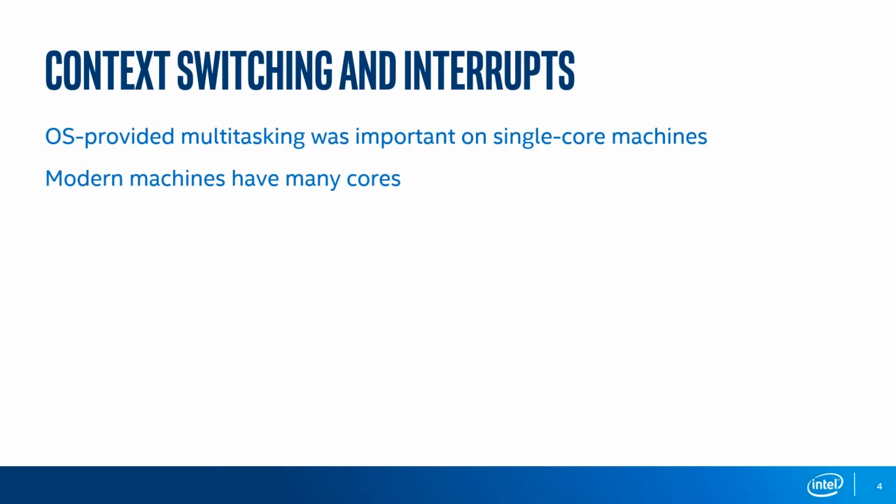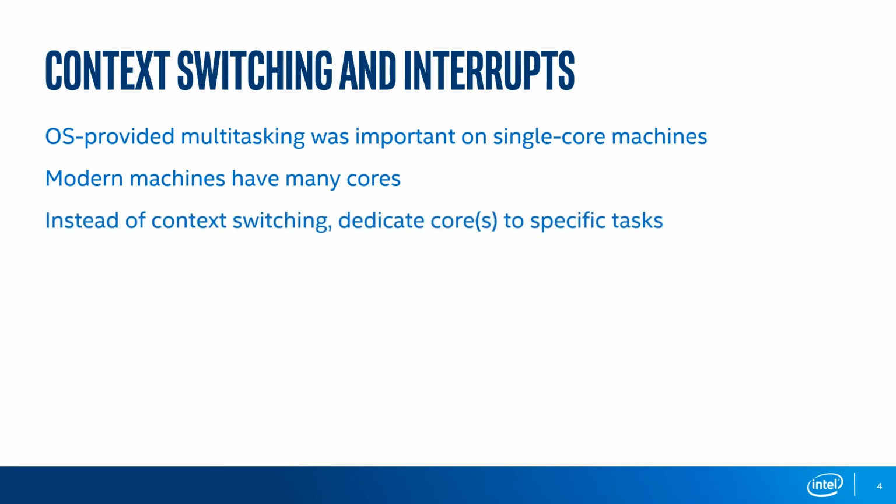So the OS gives you the ability to do multitasking on a single core, right? Switch between different tasks, different threads. And it was really important when you only had one core or maybe two. But over the last 10 years or so, we've started to build CPUs with many more cores. So maybe we want to take advantage of that and achieve high performance by dedicating some of those cores to specific tasks. You couldn't do this when you had one core, right?